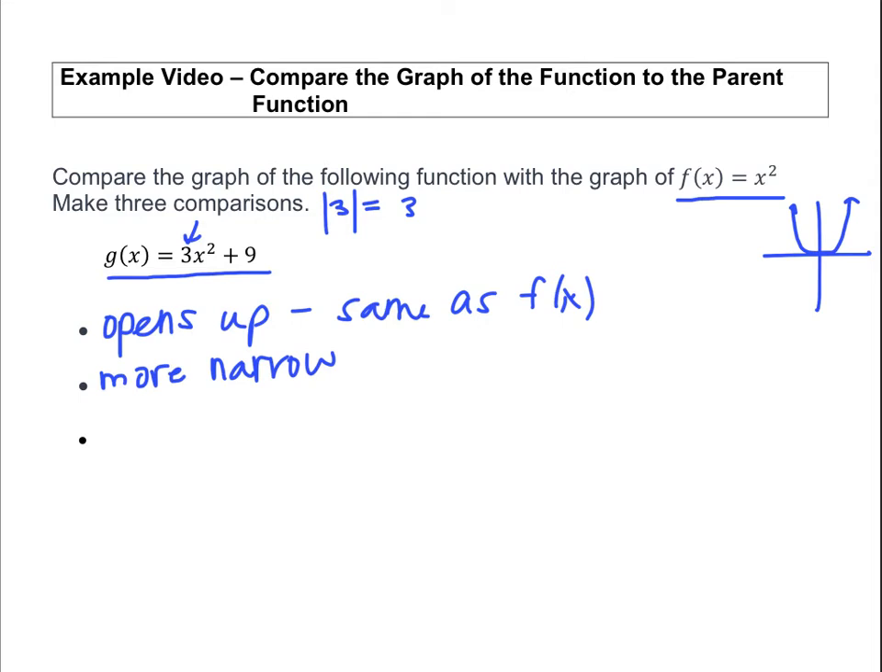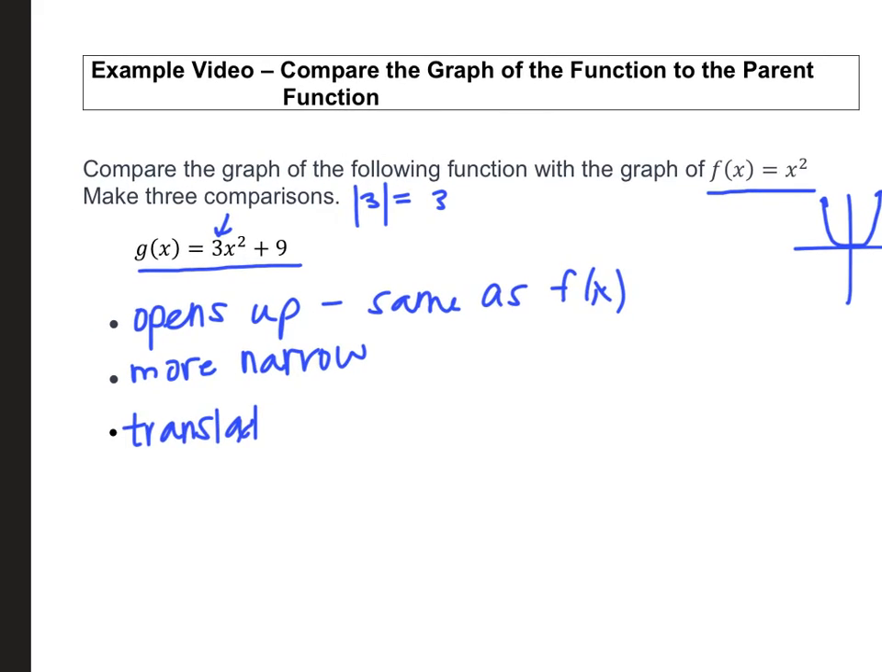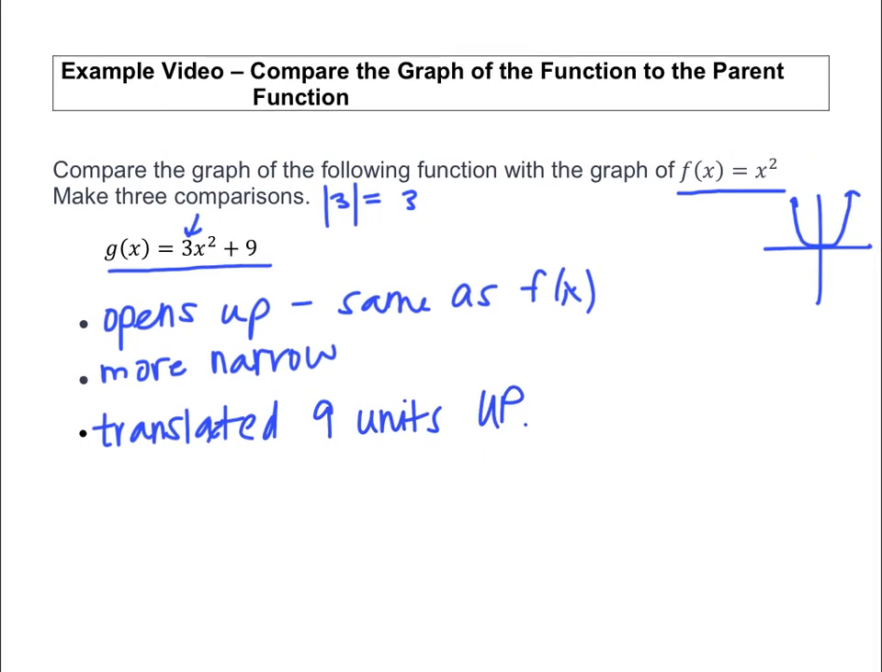And then we've got this plus 9 on the end. This plus 9 is a translation. Because it's positive, that means the graph is going to move up. And so our last comparison will be that our g of x function is translated 9 units up. So now we have 3 comparisons of our given function g of x to our parent function f of x.